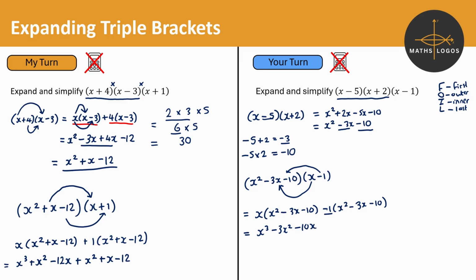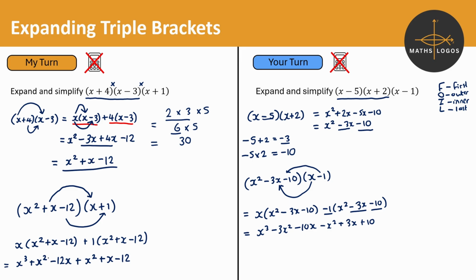Then move over here, I've got negative 1, and I need to multiply it by each of these. Negative 1 multiplied by x squared is negative x squared. Negative 1 multiplied by negative 3x, so just be careful there, that's our double negative, that gives us positive 3x. And same again, negative 1 multiplied by negative 10 gives me positive 10, like this.